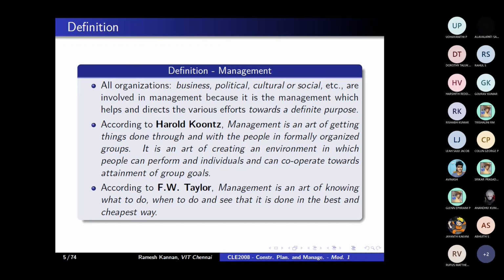So one of the pioneer researchers is Frederick Winslow Taylor, who is considered to be the father of scientific management or modern management, right? After him, management was seen as more of a science than an art. But in the initial stage, he also defined it as an art of knowing what to do, when to do it, and seeing that it is done in the best and cheapest way. So more economics comes into the picture, where he looks into doing things not only in a quicker time but also in a cheaper way.